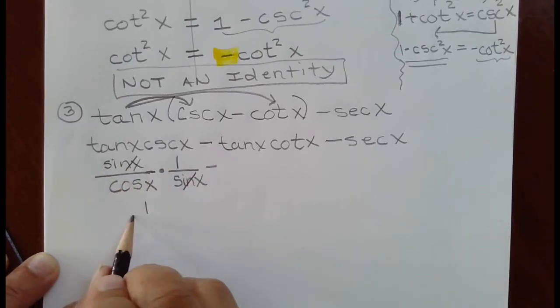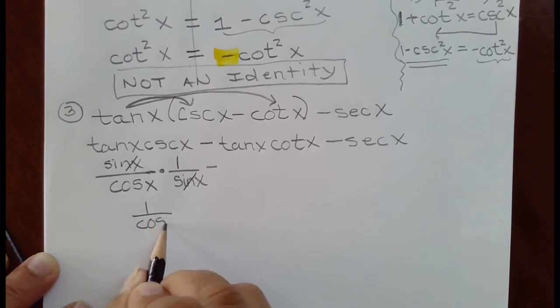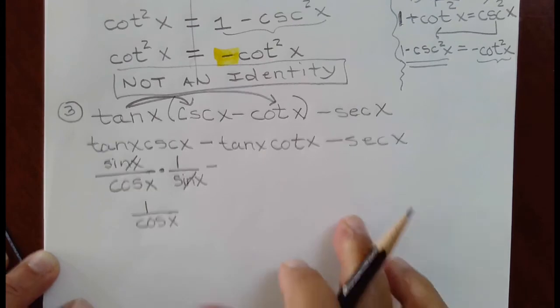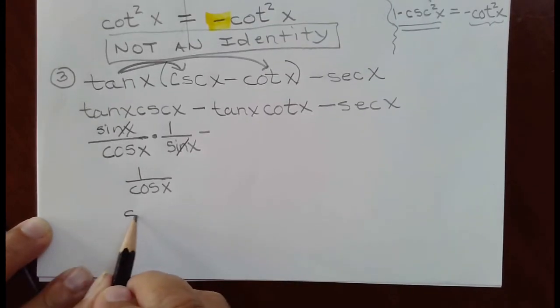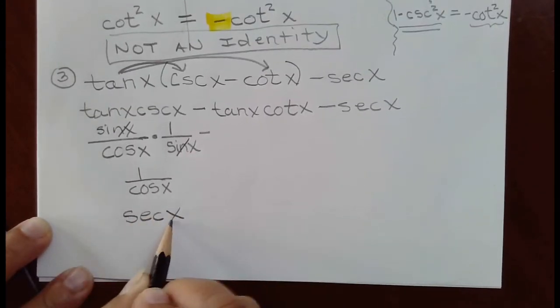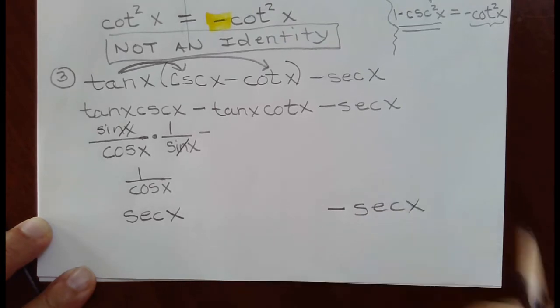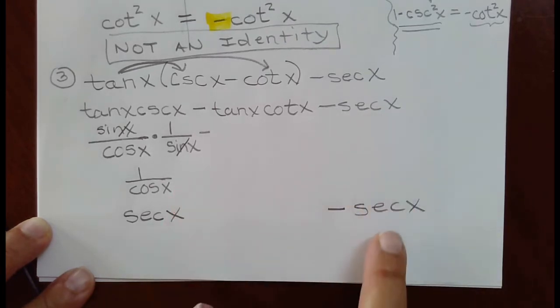So I already know that I have a secant in the front and a negative secant in the back. So I'm not going to bother renaming this 1 over cosine because these two are already going to take each other out. The only thing that I have left in this game is this negative tan times cotan. Let's see what that turns out to be.